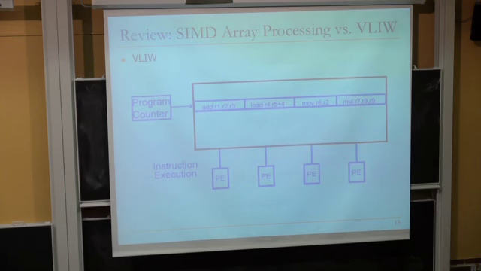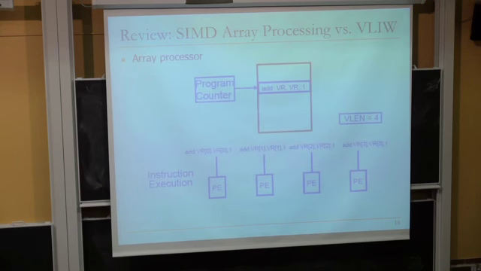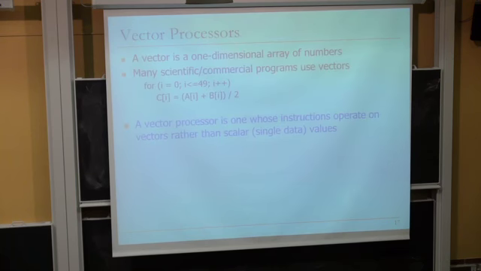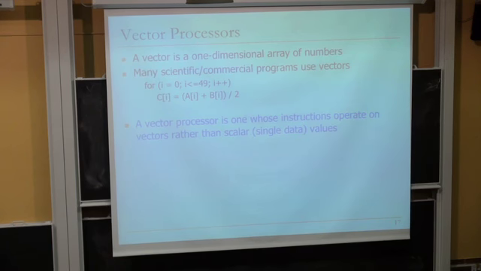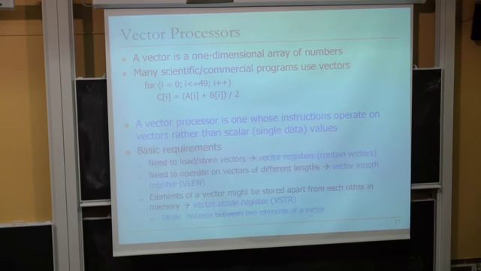Okay, you've seen this picture. This was VLIW, which we will get to. And this is SIMD array processing. Okay, you've also seen this, but let's cover this again. Basically, many programs use vectors, and we would like to somehow accelerate their processing. What are the requirements in building a vector processor?